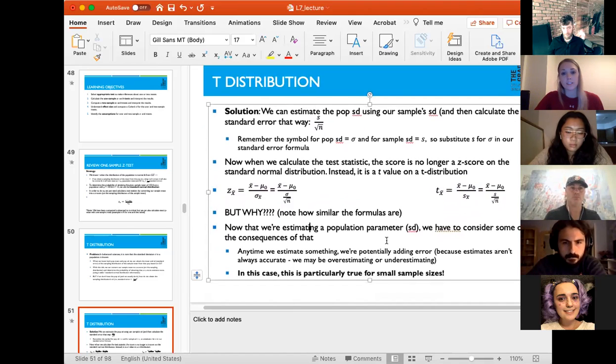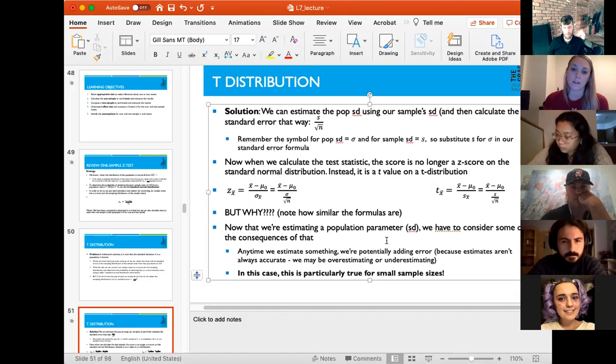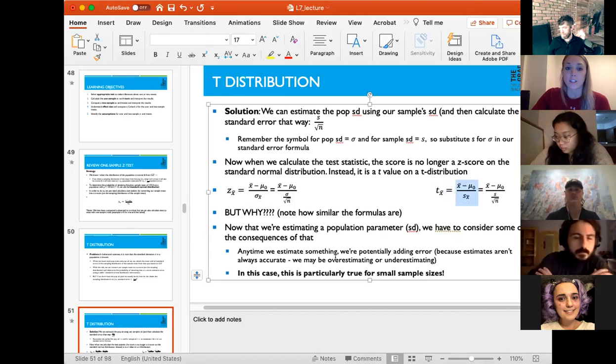So the reason that it has to shift to a student's t-distribution is that now that we're estimating a population parameter, we have to consider the consequences of this. And this is another place where our thing that we've learned about before, degrees of freedom, comes into account. Anytime you make an estimate, now we're going to lose a degree of freedom. So we've estimated the standard deviation of the population, lost a degree of freedom here. Just keep that in mind in a second.